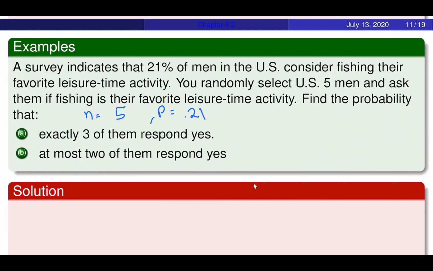So let's do part A. For part A, it says exactly 3 of them respond yes. So we want X to be 3. Since we only want to find one certain value, we're going to use PDF, because you always use PDF when you want to find exactly one probability. So let's go over to Class Calc.